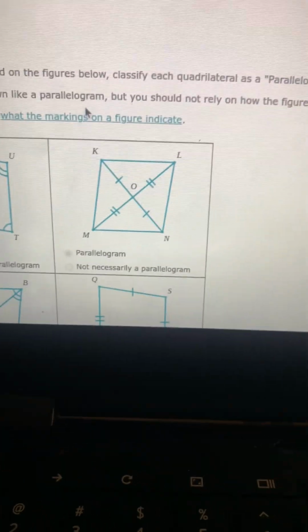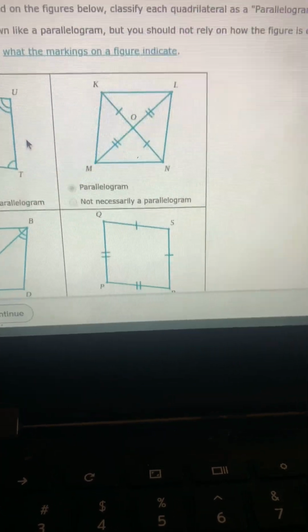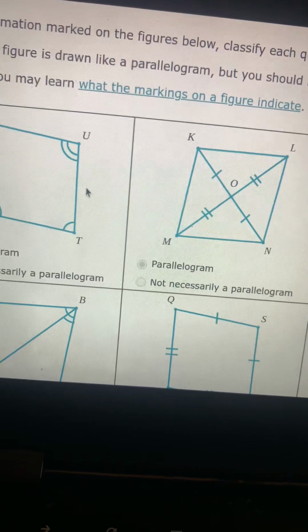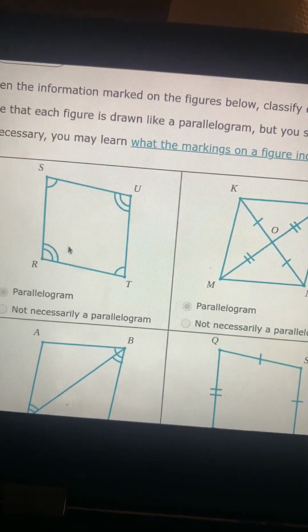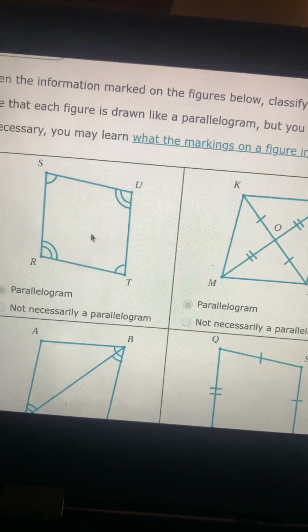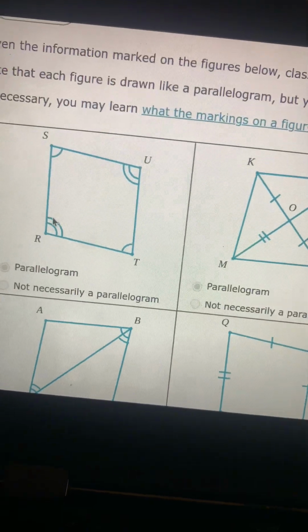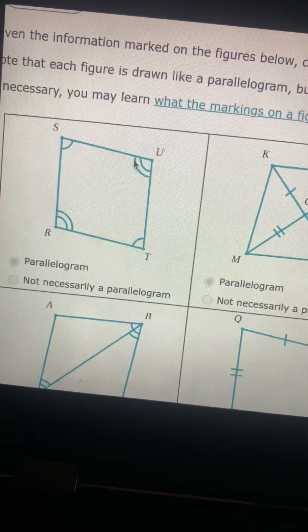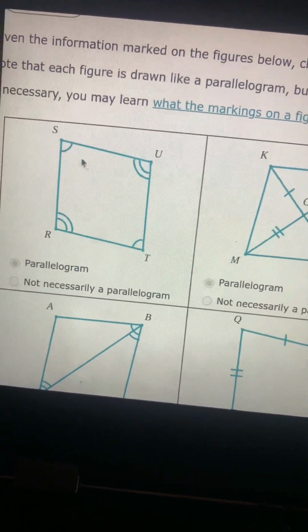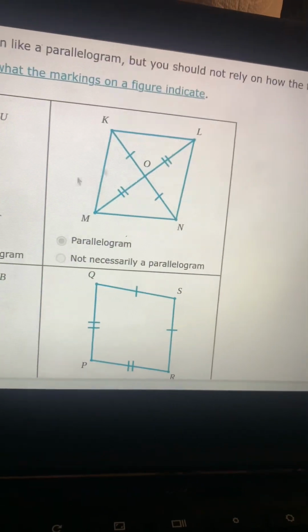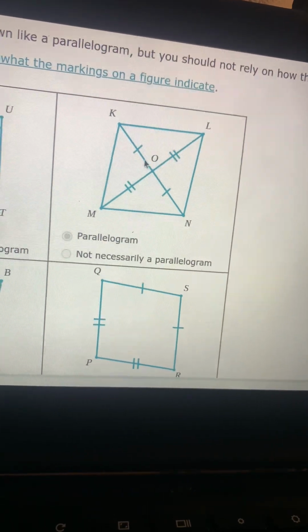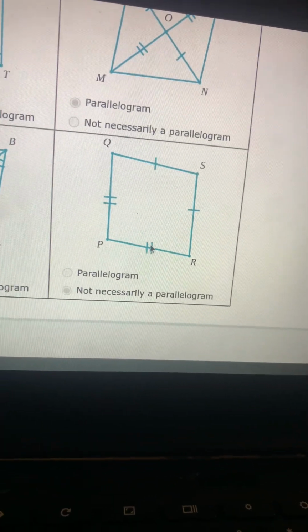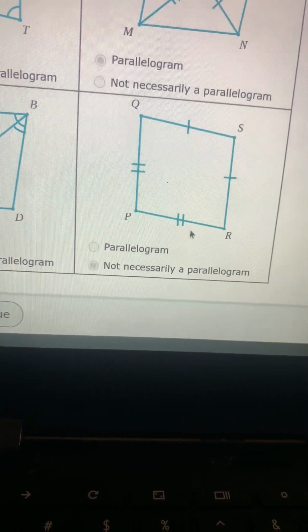Number 8. So to find out if it's a parallelogram, the things you gotta do, if these two line up with each other. If they don't line up, then it's not a parallelogram. So like these two arcs right here line up with these two arcs, then it's a parallelogram. And these 1, 2, yeah. If these slashes line up with each other, then it's a parallelogram. If these slashes don't line up and are just on the side, it's not a parallelogram.